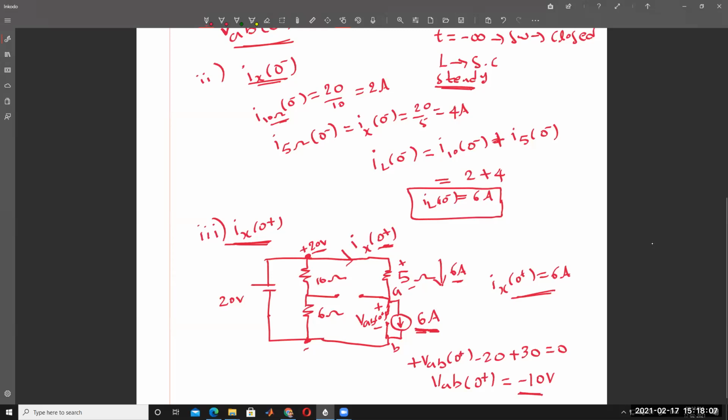That means it is acting as a source. Minus 10 means it is acting as a source. Instead of consuming, it is delivering energy to the circuit. That's why an extra 10 volts is available across the inductor. Okay, it's clear.